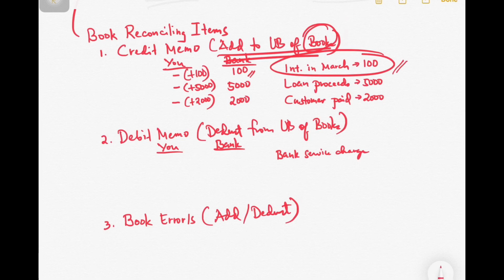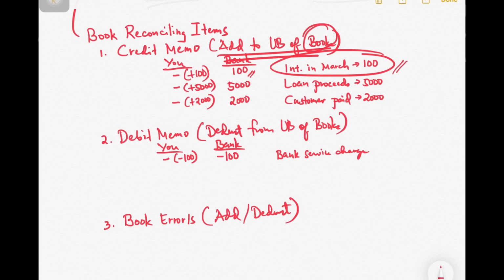And let's say it's 100. Automatically, this payment is deducted by the bank from your account. What's the problem? You will only learn of this bank service charge once you receive the bank statement next month. And you have to remember, this charge was charged to you this month, and following accrual basis, this should be recorded this month. So, you will be deducting. That's why debit memos are deducted from the unadjusted balance of your books. So this is one example.